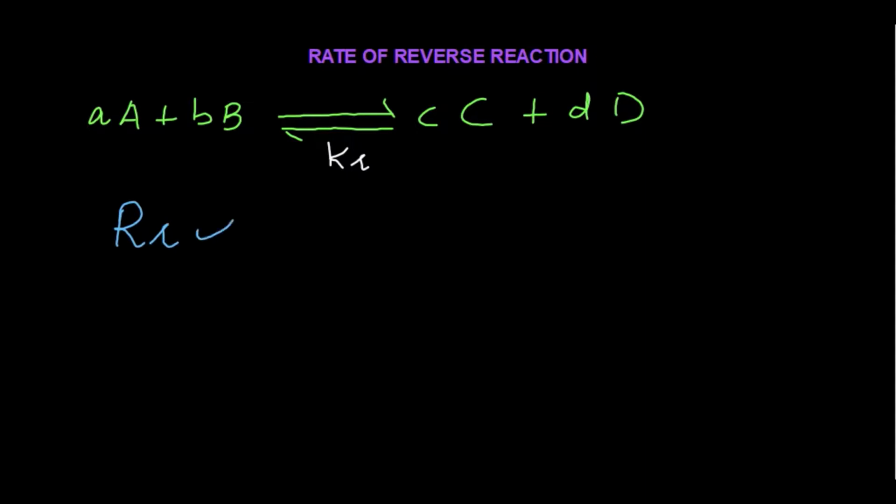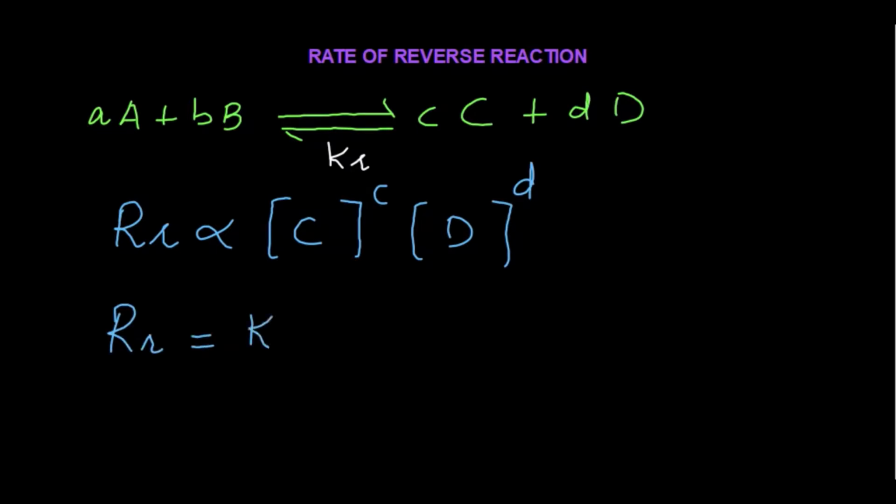It is directly proportional to the molar concentration of C raised to the power c into the molar concentration of D raised to the power d. Or we can write the rate of reverse reaction is equal to Kr. Right students, we removed the proportionality sign, and it will be equivalent to Kr, that is the rate constant for reverse reaction, into [C] raised to the power c into [D] raised to the power d.